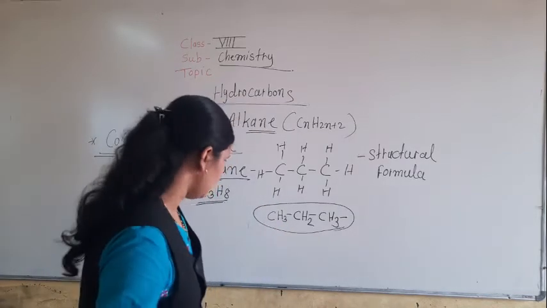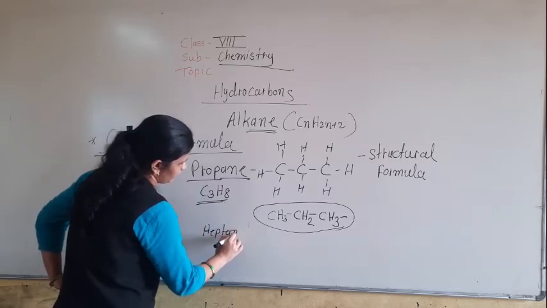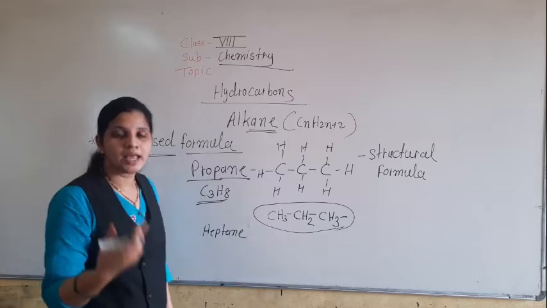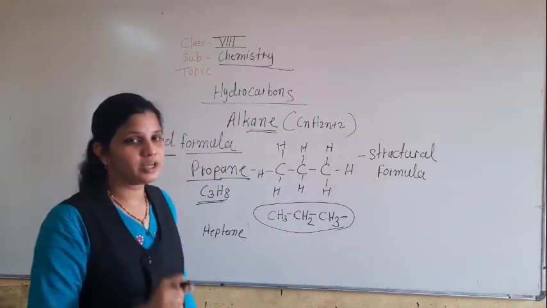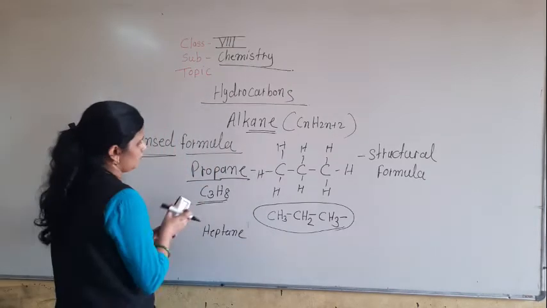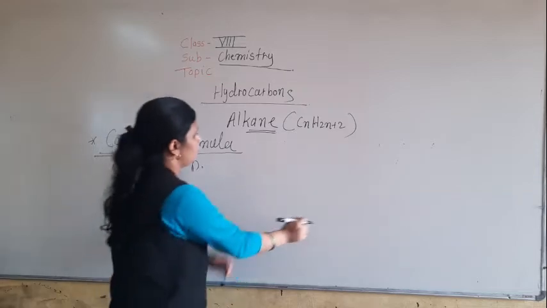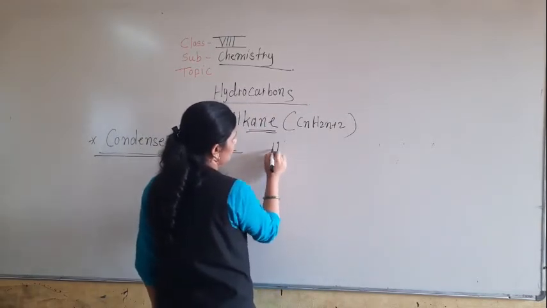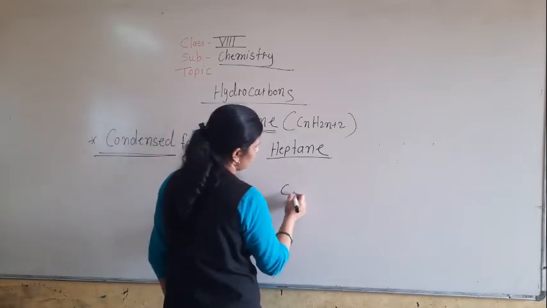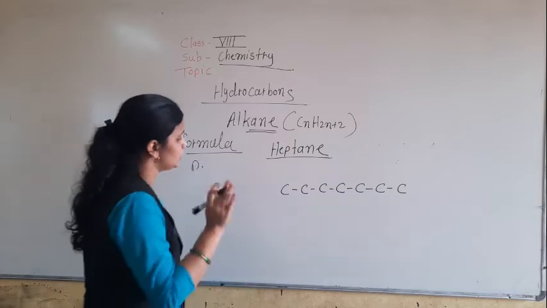Now one more example we will take, that is heptane. See, methane, ethane, propane, butane, pentane, hexane, heptane. So heptane means how many carbon atoms? 7 carbon atoms. Write this down in your notebook and check whatever you wrote before, the structural formula, whether it is correct or not. Heptane belongs to the alkane family. So 1, 2, 3, 4, 5, 6, 7. Heptane means 7 carbon atoms.